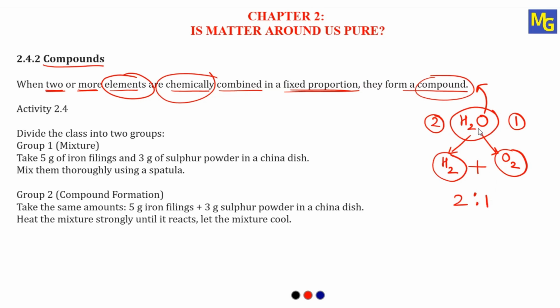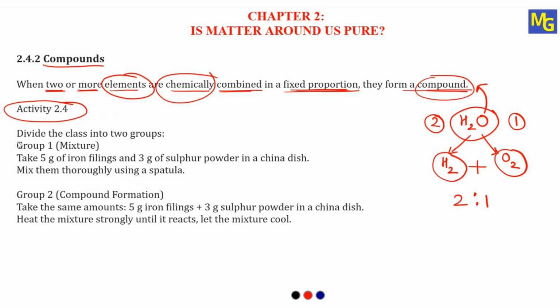I hope you are understanding what a compound is. When two or more elements chemically combine in a fixed proportion, they form compounds. So this was the definition. Now we are going to study a little bit extra by using one of the activities, called Activity 2.4. It is from your NCERT book itself. So let me explain this activity.